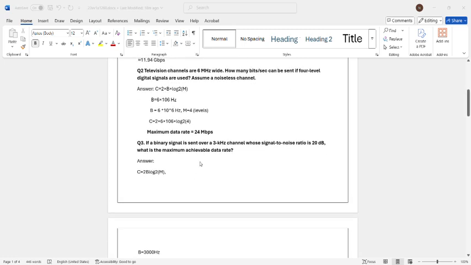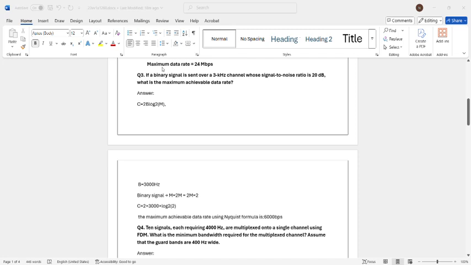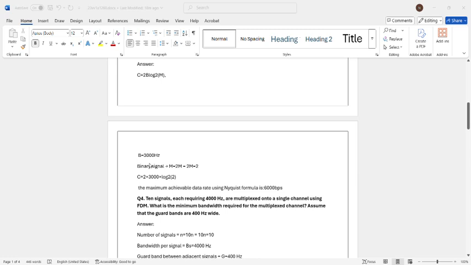Now the third question. If a binary signal is sent over a 3 kHz channel with signal to noise ratio of 20 dB, what is the maximum achievable data rate? Here we are going to again use the formula C is equal to 2B log 2 M, where B is equal to 3000 Hz. Binary signals, so M is equal to 2. Therefore, the maximum achievable data rate using the formula is 6000 bps.